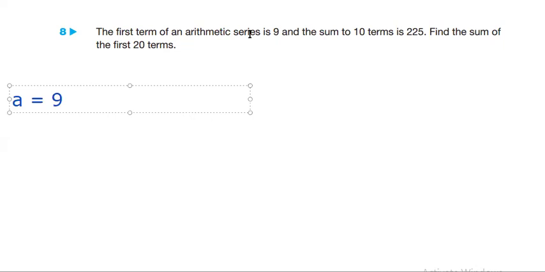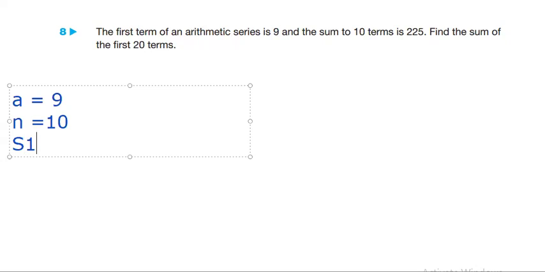Now we don't know the d, but we already know the n, which is 10. So the sum of the first 10 is 225. So n will equal 10 here. And then we know the sum of the first 10, let's call it sum 10, equals 225. So this is the first info that we have.